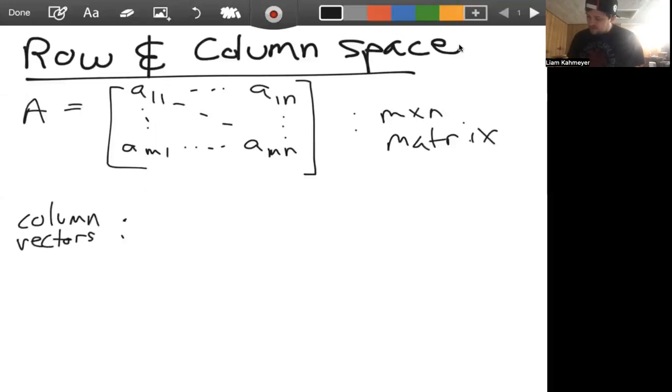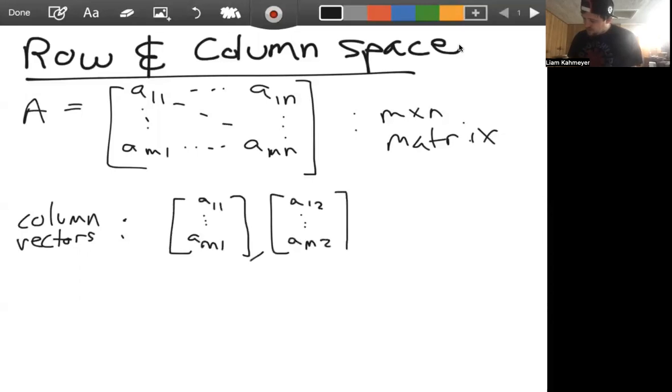Well, the column vectors here are, you just take the first column, you consider that as its own vector. So we have A11 all the way down through AM1. The next column vector would be A12 down through AM2, and then et cetera, all the way over to A1n down to AMn. These would be your column vectors. And we'll call the column space.